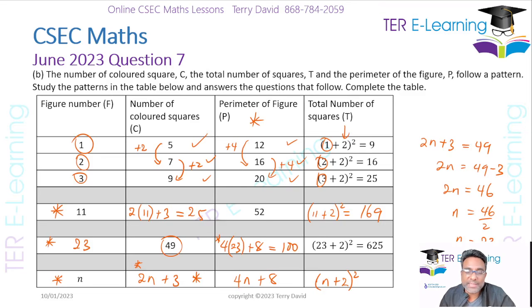Now, usually these tables are worth plenty of marks in the exam. This table here was worth how much? 3 and 2, 5 and 2, 7 marks. So that table was worth 7 marks. Easy 7 marks.